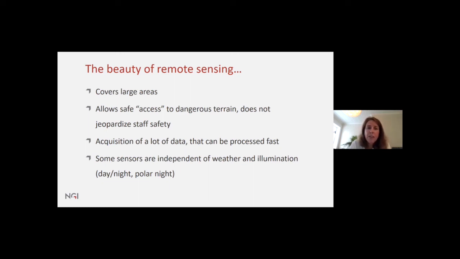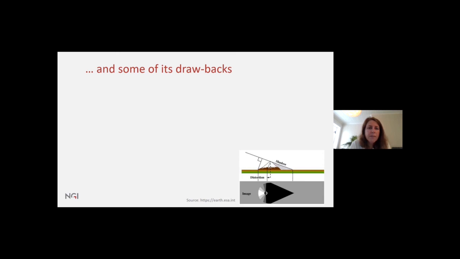However, as with every method, remote sensing also comes with some drawbacks. One is that the freely available data has mediocre resolution. It's often around 10 by 10 meters or coarser. There exists much higher resolution data down to half a meter, but this data comes at a considerably high cost.